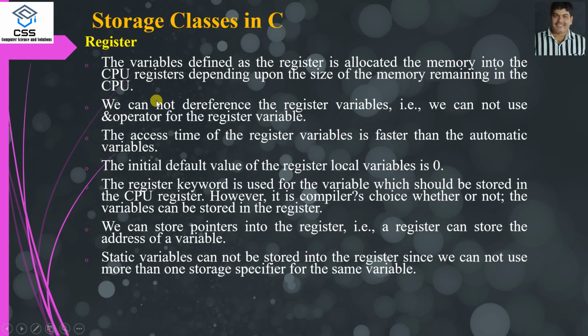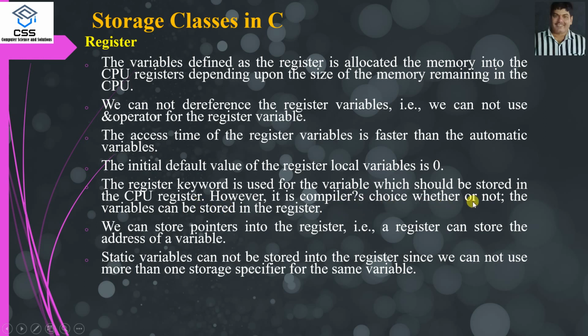We cannot dereference the register variable. That is, we cannot use the ampersand operator on a register variable. The access time of a register variable is faster than an automatic variable. The initial default value of the register storage class specifier is always garbage. The register keyword is used for a variable which should be stored in the CPU register. However, it is the compiler's choice whether or not the variable can be stored in the register.